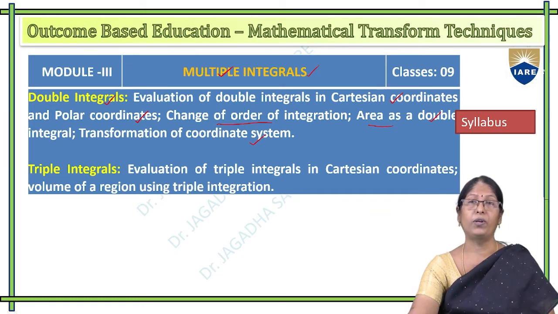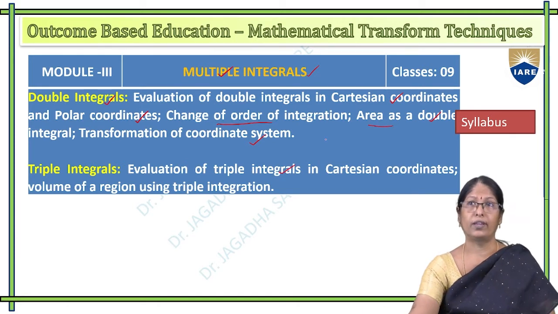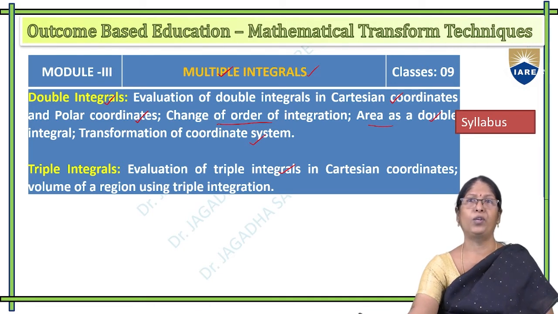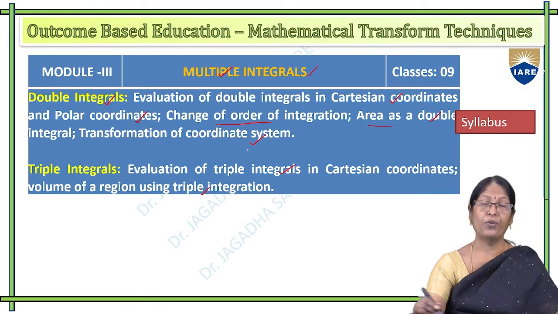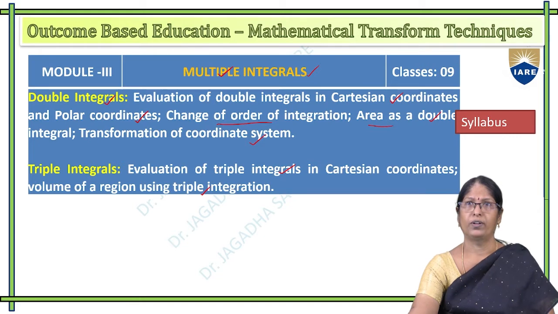The next, the triple integrals. Evaluation of triple integrals in Cartesian coordinates, which is not given here in polar also, and it is understood. Evaluation of triple integrals, if it is there, Cartesian and polar. Volume of the region using triple integrals. Understanding level 2. Level 1, Bloom's, just we will be recalling the formulas.